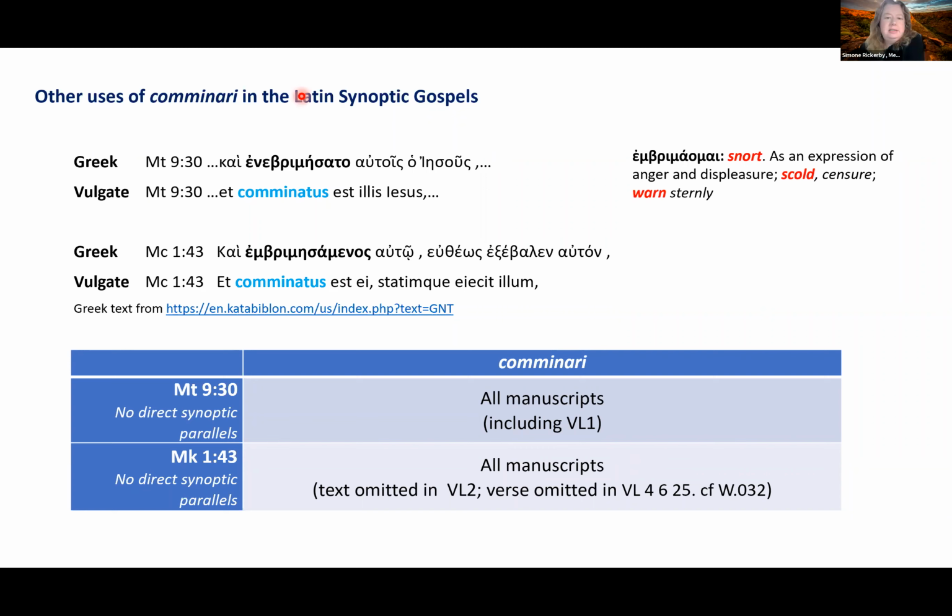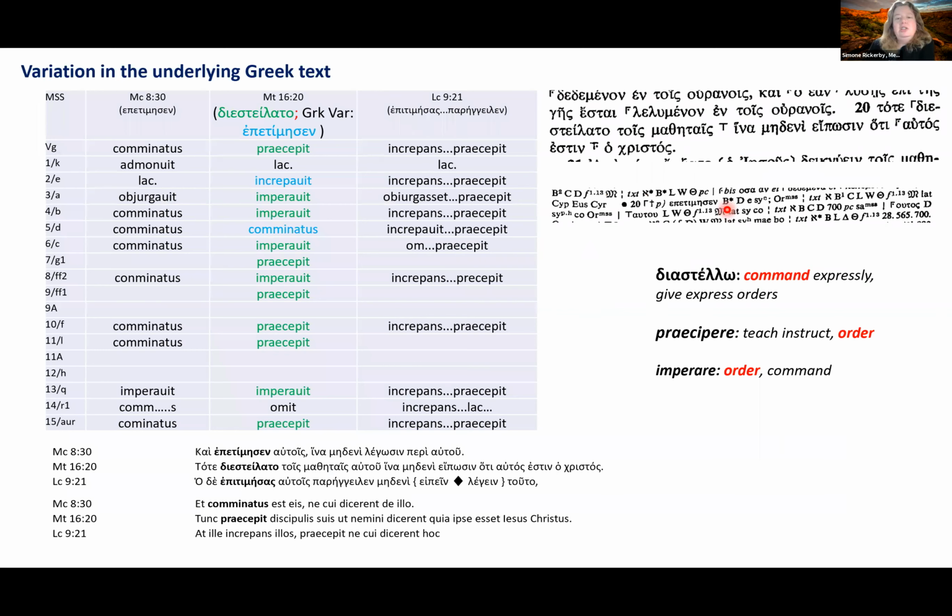So what this shows us is that, as well as comminari being associated with epitomeo, in a couple of examples in the Synoptic Gospels, we have comminari associated with embrimaomai. Now, this is without variation within the manuscript tradition, whereas when we're looking at epitomeo, there is quite a lot of variation within the manuscripts. The second item I'd like to point out in association with comminari in the synoptic textual tradition of the Latin Gospels is variation in the underlying Greek.